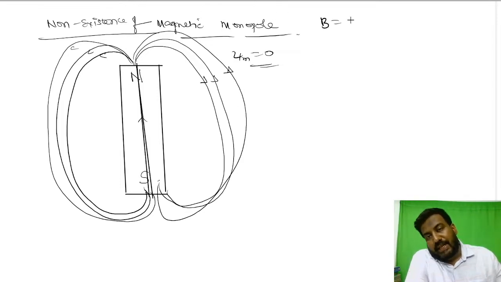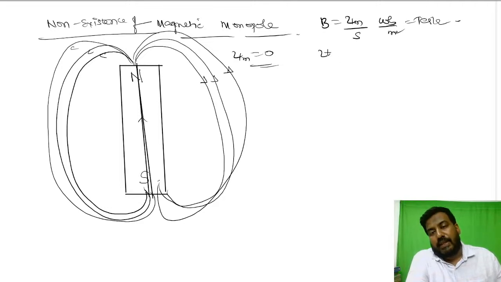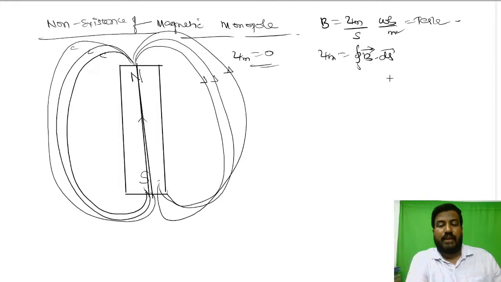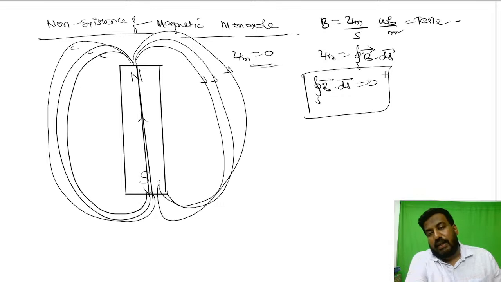And we know magnetic flux density B is related to magnetic flux as magnetic flux per surface area, given in Weber per meter square or Tesla. From this, magnetic flux psi m is equal to the surface integral of B dot ds. But you know that net flux is 0. Substituting, the closed surface integral of B dot ds is equal to 0. This is called the integral form of Maxwell's fourth equation.